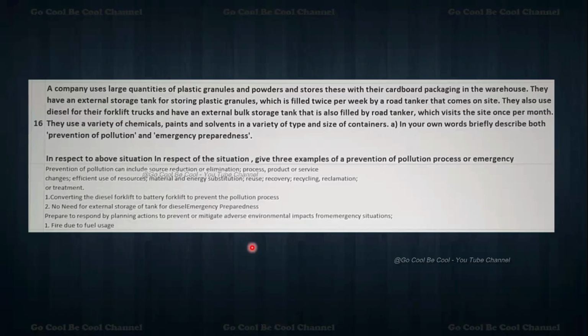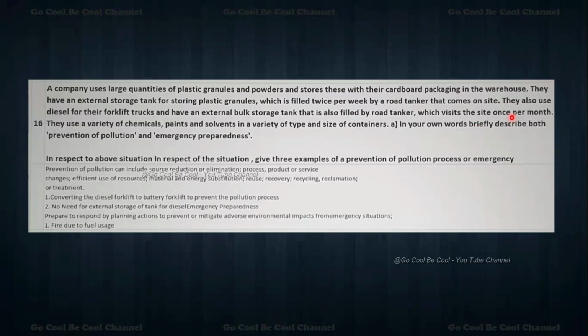16th question. What is the 16th question? A company uses large quantities of plastic granulates and powders and stores these with their cardboard packaging in a warehouse. They have an external storage tank for storing plastic granulates, which is filled twice per week by a road tanker that comes onto the site. They also use diesel for their forklift trucks and have an external bulk storage tank that is also filled by a road tanker, which visits the site once per month.